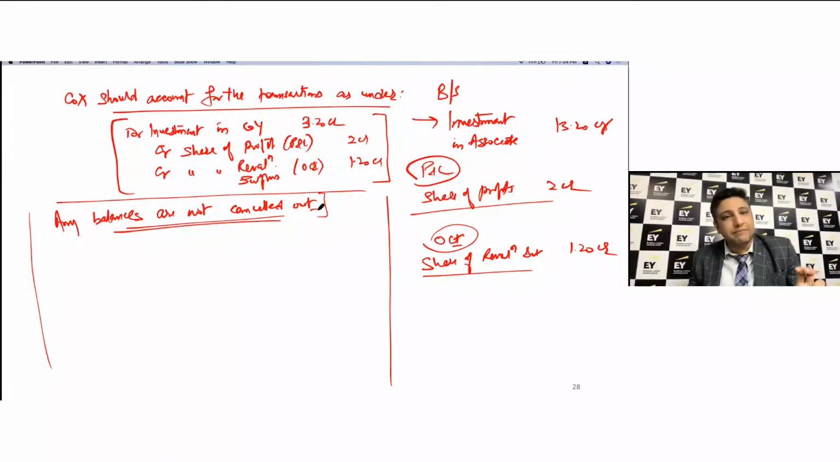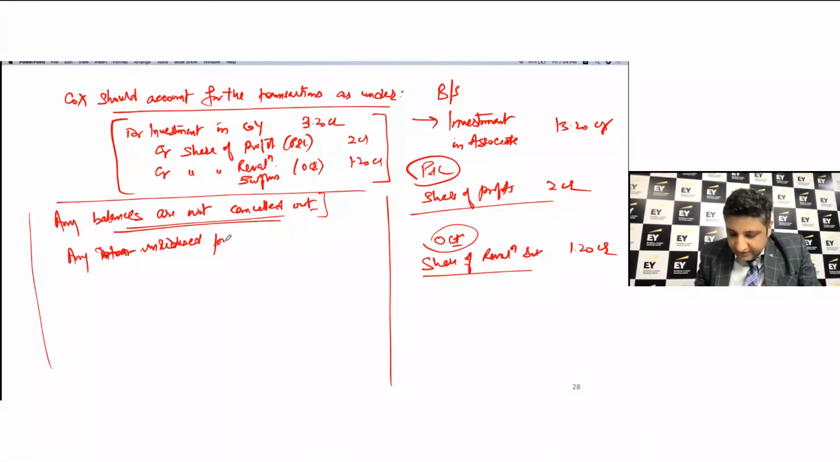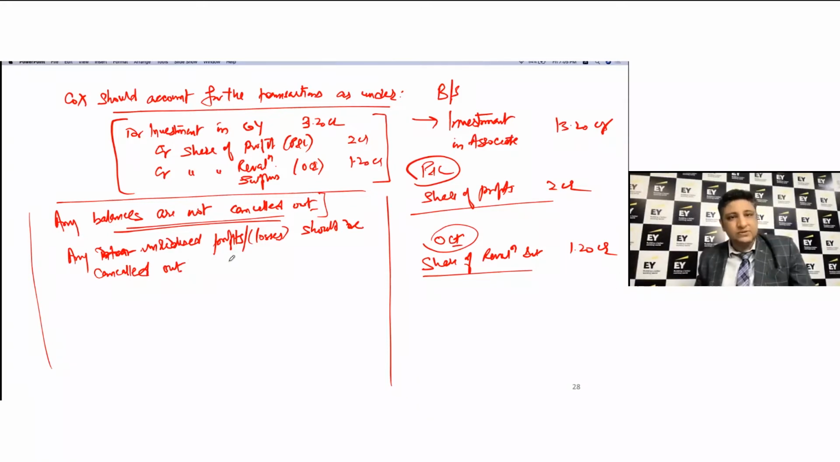But what you want to remember here, and that's what we'll be doing with the help of several examples later, is that you need to measure if there are any unrealized profits. And when I say profits, I automatically include losses in that. Any share of unrealized profits or losses should be cancelled out.